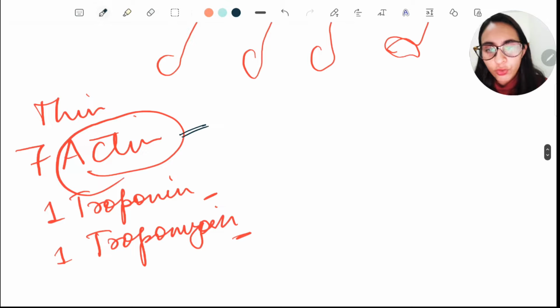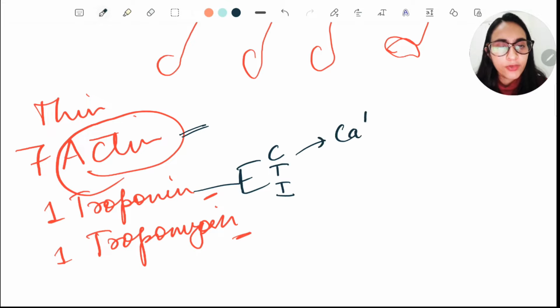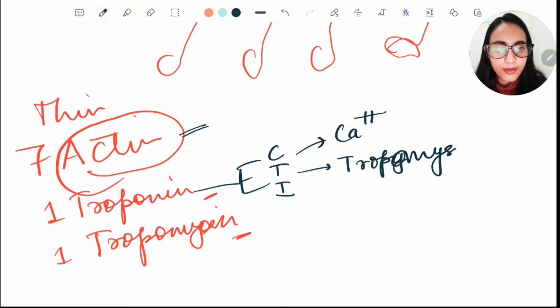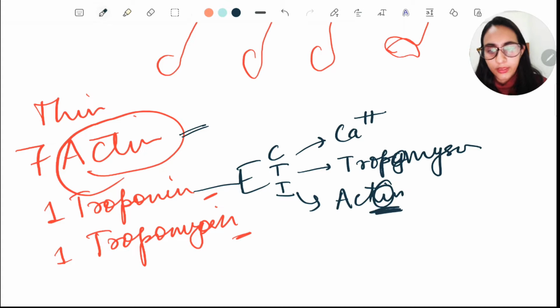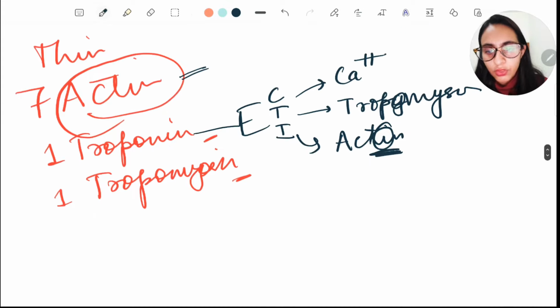We have one molecule of troponin. So troponin, we have 3 kinds: troponin C, troponin T, troponin I. Troponin C, as the name suggests, has affinity for calcium. Troponin T has affinity for tropomyosin, and I has got the affinity for actin. So I for actin. So the muscle contraction is because of the cross bridge cycling.